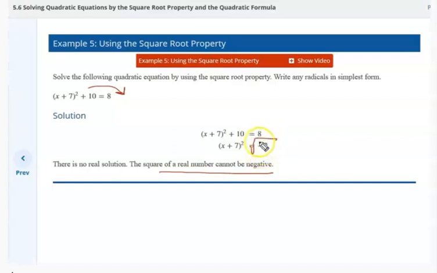Now, is there a solution for this? And the answer is yes, but it's not a real number. It's an imaginary number, and we won't go into that right now.